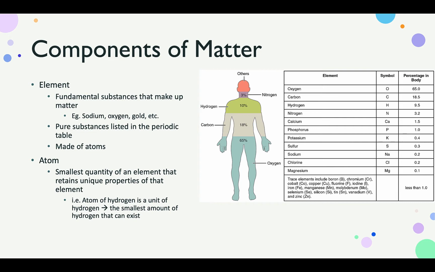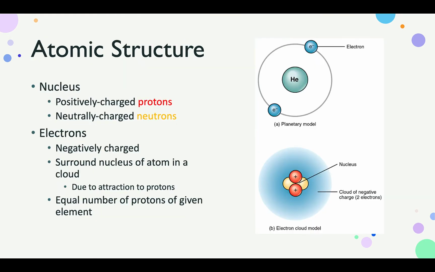In other words, an atom of hydrogen is a unit of hydrogen, the smallest amount of hydrogen that can exist. Okay, but what exactly is an atom composed of then? An atom is made up of a nucleus that contains positively charged protons and neutrally charged neutrons, as well as negatively charged electrons that orbit this nucleus. The negative charge of electrons is attracted to the positive charge of protons, which keeps them from straying far and within a cloud. The number of protons and electrons within a neutral atom are equal, thus the atom's overall charge is balanced.